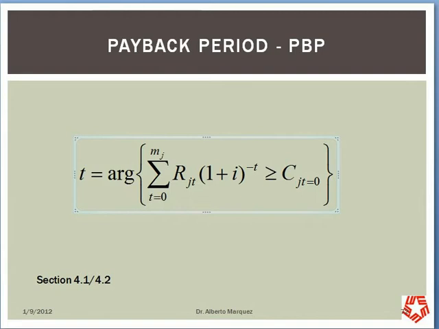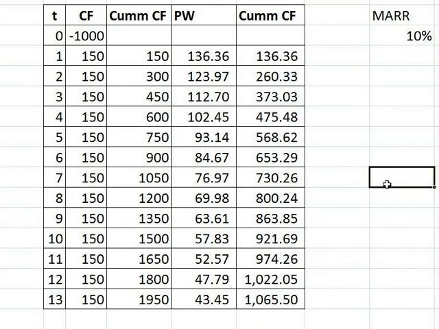Let's compute a couple of examples using this problem. Let's consider the following situation. We have a project which has 13 periods, starting with an initial investment of $1,000, and then the revenues are $150 for each one of the periods. The minimum attractive rate of return is 10% per period.